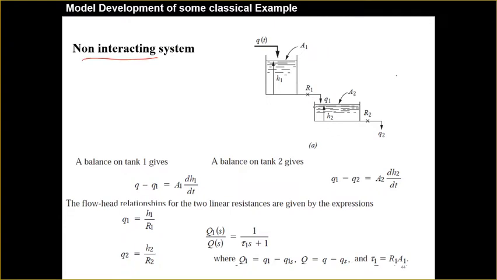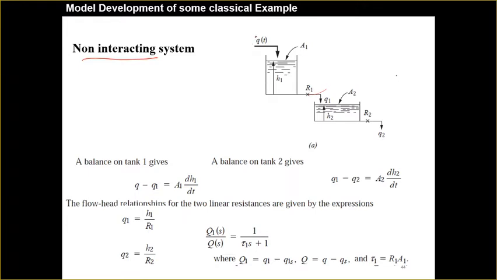In the non-interacting system, let's say the area of this tank is A1, and the level of this tank we are going to control is H1, and here is H2. Area is A2. The flow rate entering tank 2 is Q1, or you can say the product flow rate of tank 1 is Q1. Based on this specification, try to develop the model.